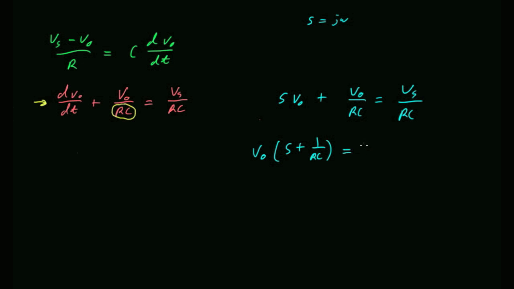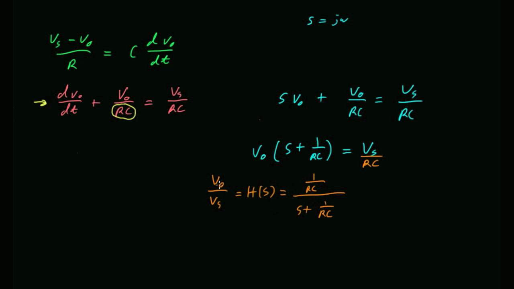And solve for my transfer function, which is V out over V supply, is 1 over RC times S plus 1 over RC. Okay, so that's my transfer function. In the same way that my differential equation told me everything I needed to know to predict my output for any given input, so does this function. It also gives me everything I need to know to predict output for any given input.